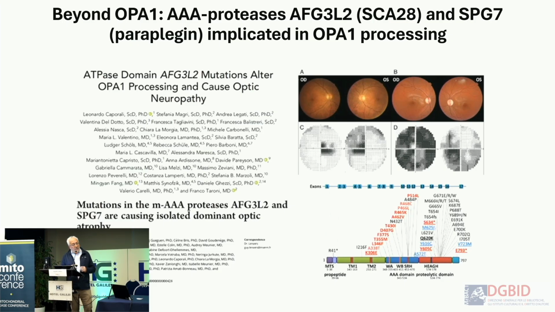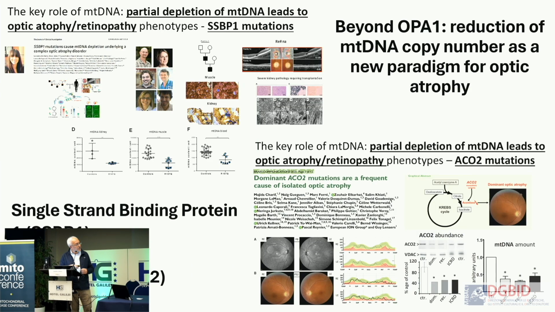And here the paradigm is that these two proteases process OPA1, and because of the mutations, the OPA1 processing is wrong, and so possibly the pathogenesis is still within the frame of a fission-fusion disorder. Then this was another surprise that complicates further the scenario of inherited optic neuropathies.